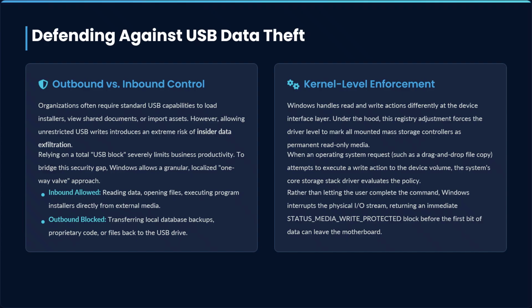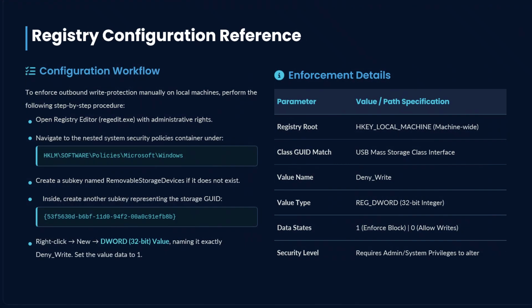Your management has given you a clear directive. Employees must be able to view files from USB drives and copy files from the USB onto their computers. This is necessary for their daily work. However, they must be strictly blocked from copying any files from the computer onto the USB drive. In other words, you want to allow inbound data transfer from the USB to the computer, but you want to block outbound data transfer from the computer to the USB.